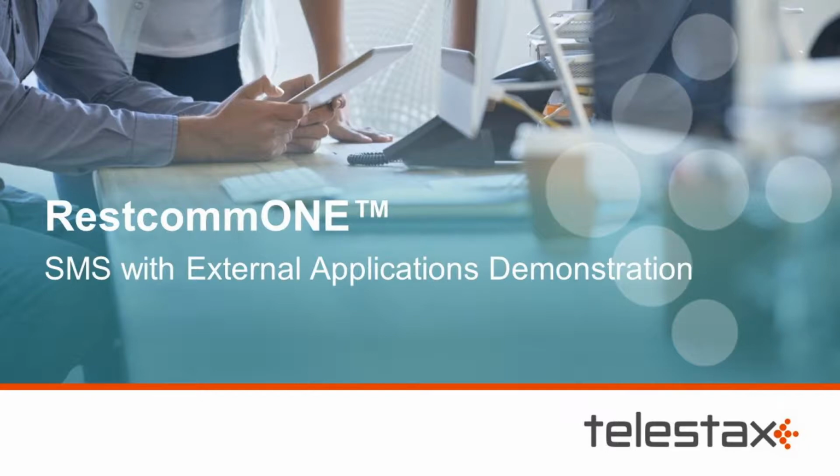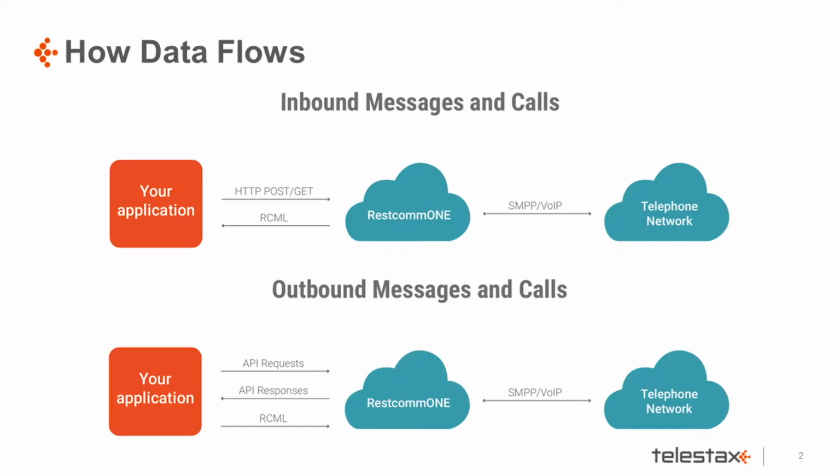Before we get into the actual demonstration, I'd like to review how RestcommONE supports integration between your application and the telephone network. If we look at this diagram, we'll see that inbound messages and calls work as follows. In our case, a message comes in off of the telephone network and is delivered to RestcommONE, and RestcommONE simply forwards that SMS message onto your application.